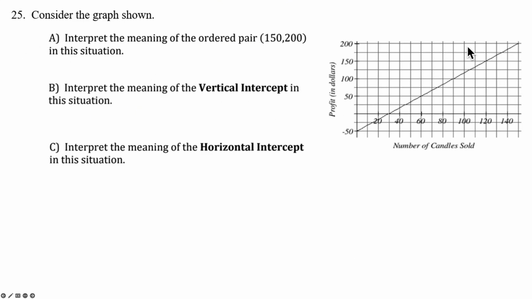25, if we look at the graph here, we're going to interpret the meaning of the ordered pair 150 and 200 in this situation. So 150 is representing the x coordinate, so you just attach the name of the x-axis. 150 candles sold is $200, and then that's the y coordinate. Attach the y-axis name to it. So 150 candles sold will bring a profit of $200.